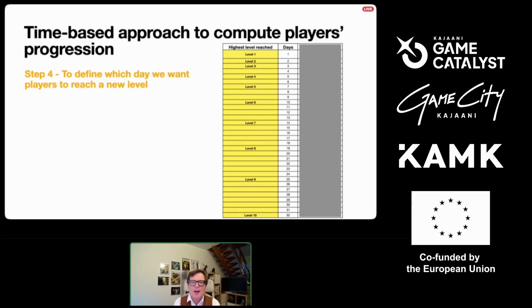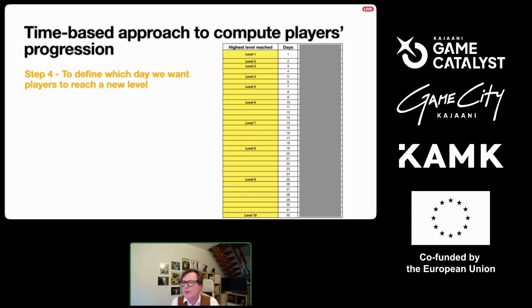Now in step 4, I decide when I want players to reach the threshold. Now that's an important point. Remember, one of the things I want to do with this technique is to make sure that the right amount of time is spent by players before they reach the next threshold. So here, I decide that, for instance, level 1 should be reached on the very first day, the day that players discover the game the first time. Then level 2 should be unlocked on day 2, okay? Level 3 should also be achievable on day 2 and so on, okay?